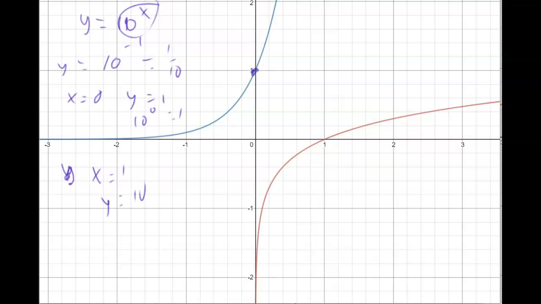You can't see the point 1, 10 because it's way up here on the graph, but you can see the point negative 1 is a real small number. If this is 1, this is 0.2, 0.4, 0.6, 0.8. So that's at 0.1. So you get these 3 points.